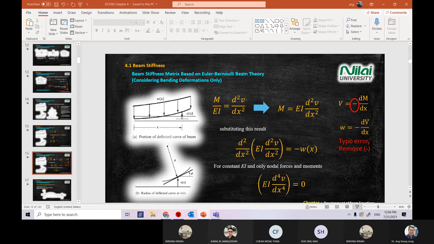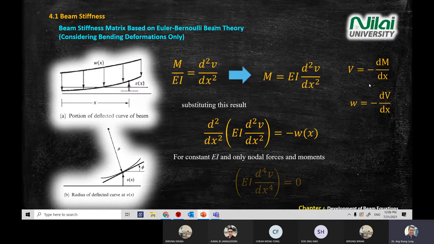All right. So just take note, inside these slides there is a typo error. There's no negative there; V equals positive. So when you derive the equation for M equal to EI d squared V over dx squared, the double differential of the vertical movement V, and then substitute all these V and W definitions inside there, you will get EI d to the power 4 V divided by dx to the power 4. Do revisit the slides if you don't understand this one. All of these are very important when you are analyzing the beam.